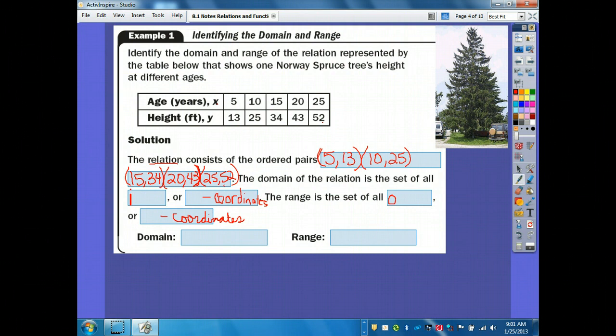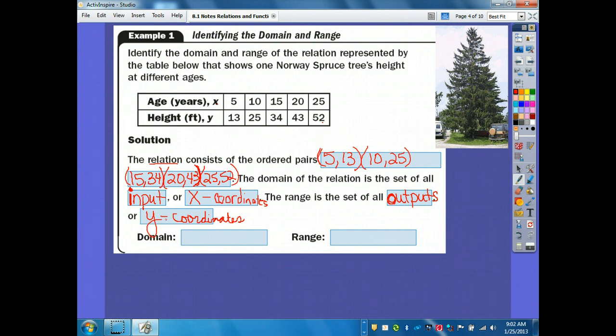The domain of the relation is the set of all what? I'll give you a hint, an I. What is it? Input. Or the input are the what coordinates? The X or the Y coordinates? X. Right. That goes back to that little chart that I gave you. The range is the set of all outputs. And it's also known as what? The range are all your Y coordinates.